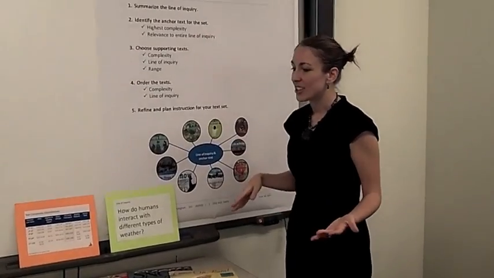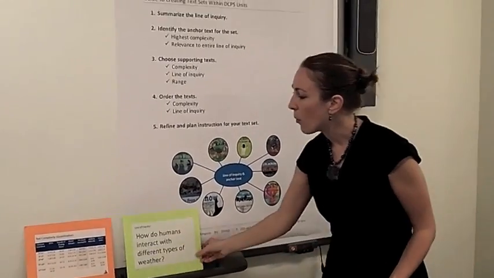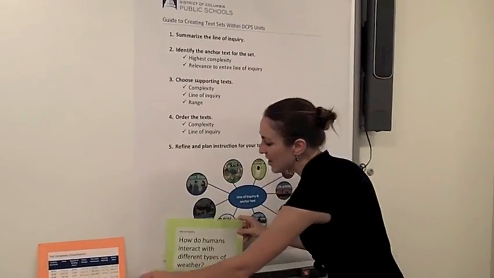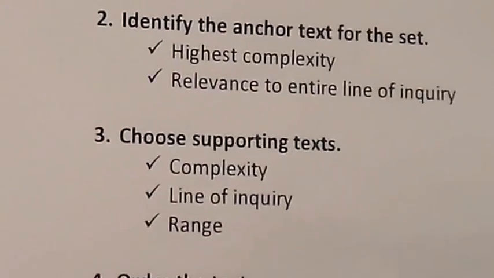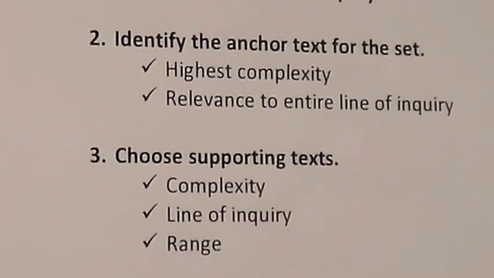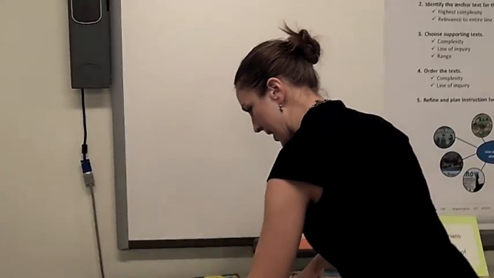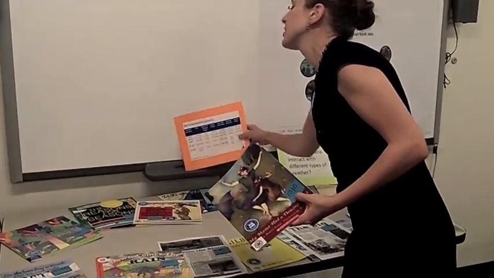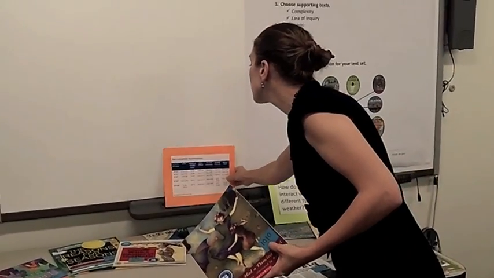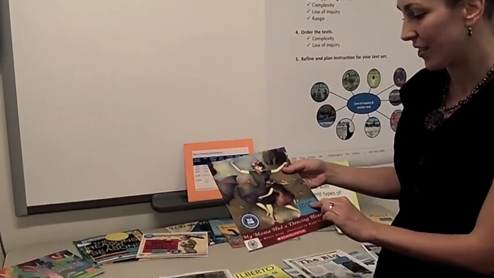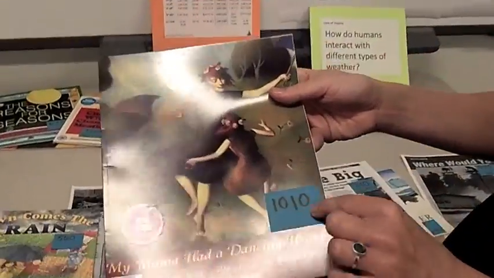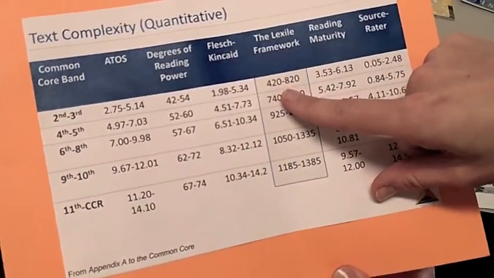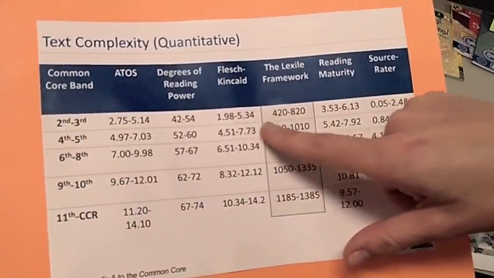When I thought about the anchor text, I thought really, really hard about what would most help my students understand this line of inquiry and what is the most complex text in all of the things I'm considering. So let me walk you through a little bit of my process. So, this by Lexile, in terms of its quantitative complexity, was one of the most complex texts that I had in the whole set. So My Mama Had a Dancing Heart, Lexile 1010. So you can see that quantitatively, it's actually well outside of that second, third grade band.